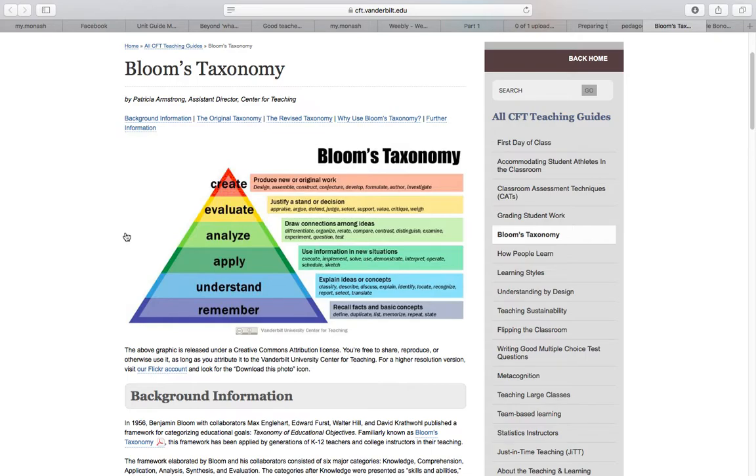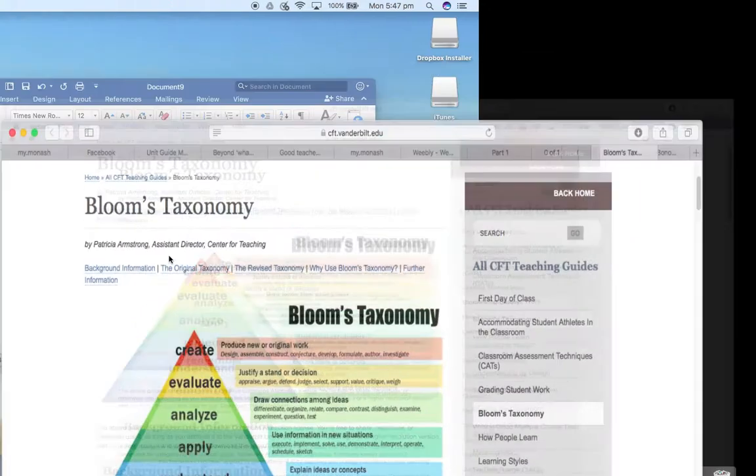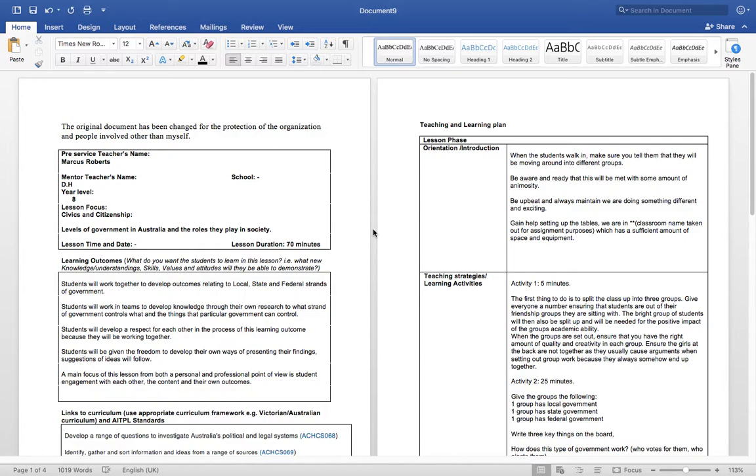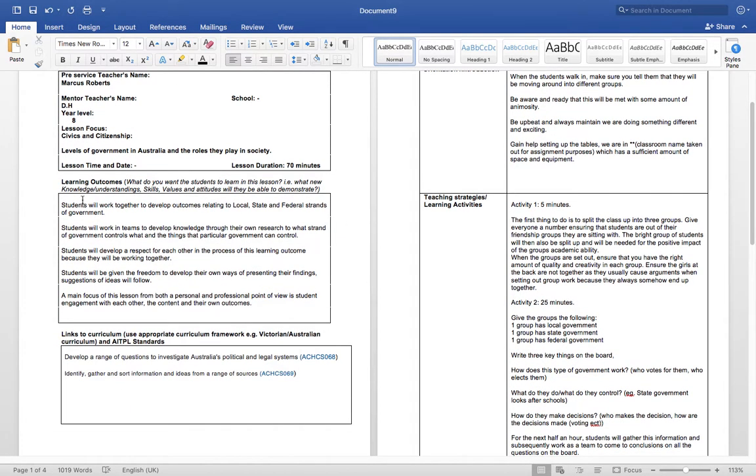So we'll move on now, and I'll just explain my artifact while I find my notes here. The artifact that I've chosen to bring into this part of the assignment is a lesson plan from my most recent practicum. The learning outcomes aren't really the most important thing, but students will work together to develop outcomes relating to the local, state and federal strands of government, work in teams to develop knowledge, and develop respect for each other. Students will be given the freedom to develop their own ways of presenting findings, and a main focus of the lesson from both a personal and professional point of view is student engagement with each other, the content, and their own outcomes. So really a student-driven lesson.